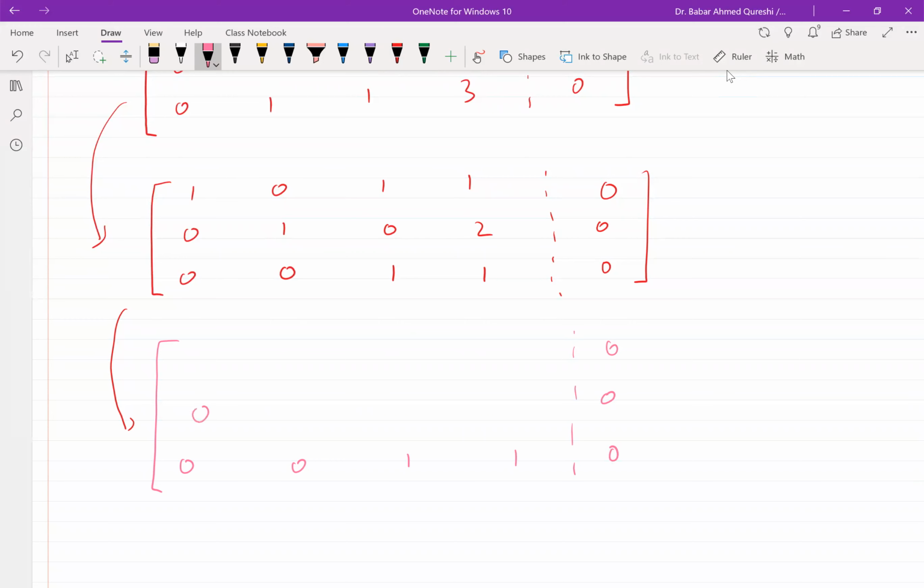So here I don't need to do anything. This is not a lead variable, so I'm not worried about it. This is a lead variable. In order to go to the reduced echelon form, I have to make everything above it zero. So minus one, last row added to the first row.